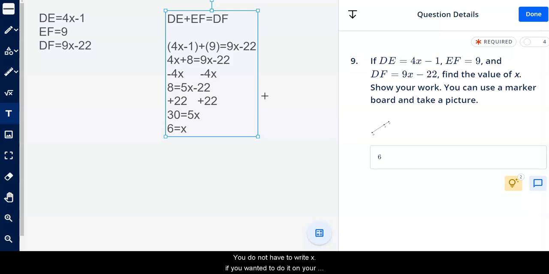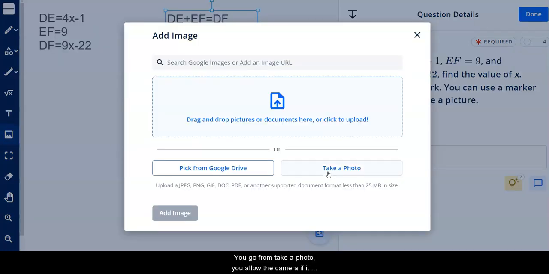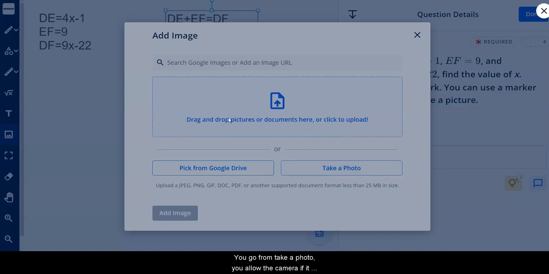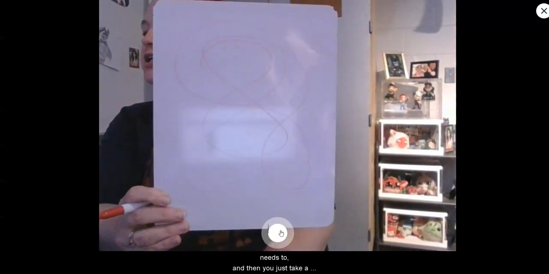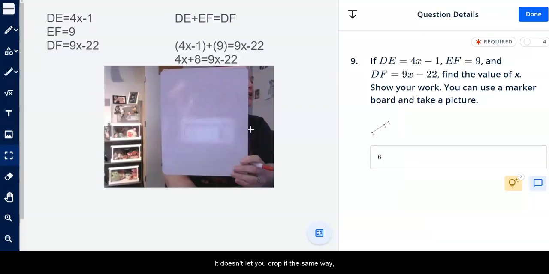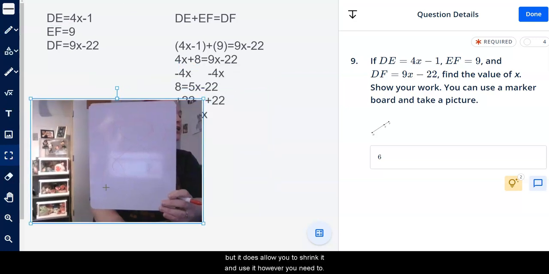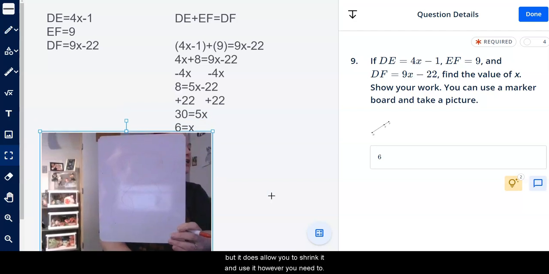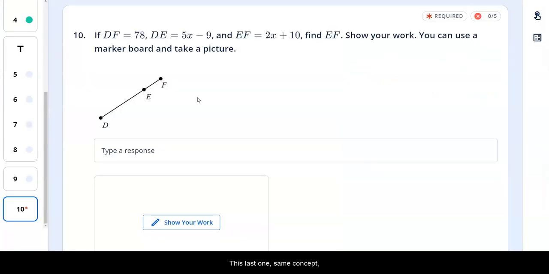If you wanted to do it on your marker board and then take a picture, I'm just going to put a random scribble all over this. To do the marker board, it's the same like we do in Cami. You go here to add image. You go from take a photo. You allow the camera if it needs to. And then you just take a picture and add it. It doesn't let you crop it the same way, but it does allow you to shrink it and use it however you need to. And then right here, if you needed a calculator for anything, there's this last one.